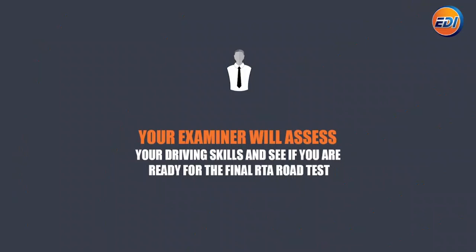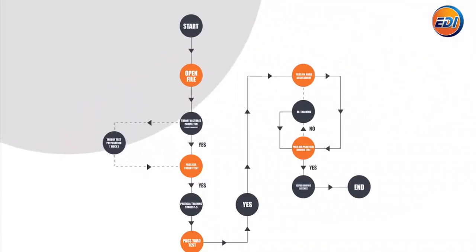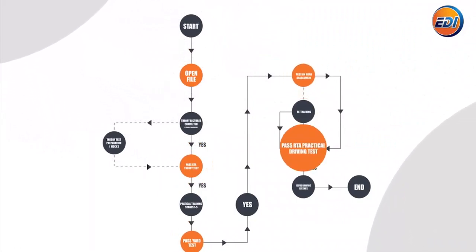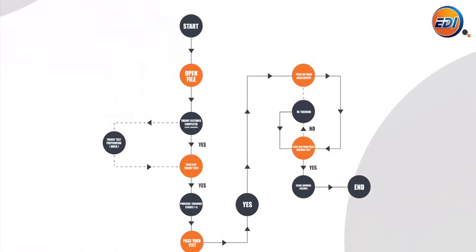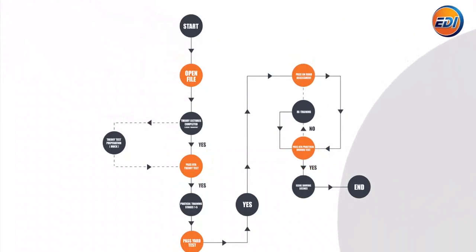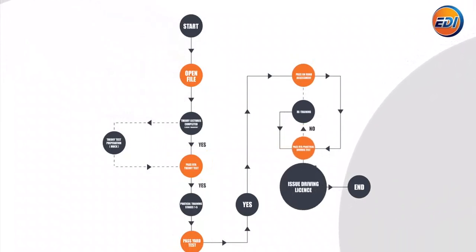In this test, your examiner will assess your driving skills and see if you are ready for the final RTA road test. Only after clearing all these levels, the theory test, the yard test, the assessment test, will you be eligible to take an appointment for the RTA road test. In case you are unable to pass your road test, you will have to practice again and reappear for the road test. Once you successfully pass the road test, you will be issued a UAE driving license, which is the final step.